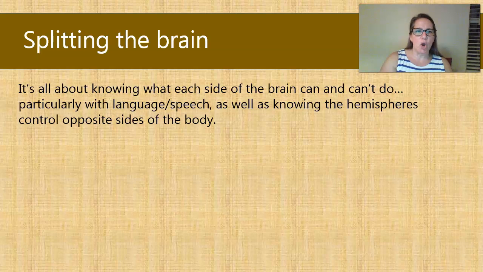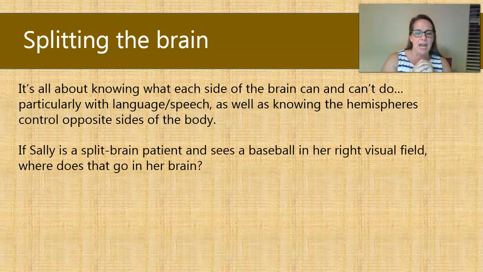All right. So it's all about knowing what each side of the brain can and cannot do, particularly with language and speech. So knowing the hemispheres, knowing that each hemisphere controls the opposite side of the body. So we're going to ask some questions. If Sally is a split brain patient and sees a baseball in her right visual field, where does it go in her brain? Okay, it's going to go to her left hemisphere.